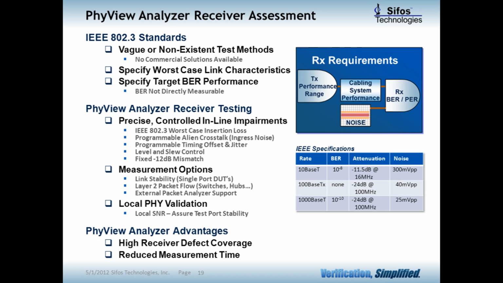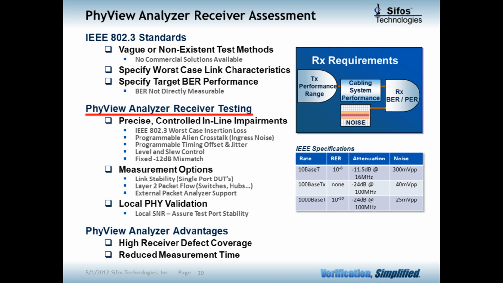Now that we have introduced receiver measurement capabilities, we'll turn to the broader subject of 10, 100, 1000 base T receiver assessment. While IEEE 802.3 standards are quite specific about transmitter testing, the design and implementation of receiver tests generally does not get much attention. Instead, the standards describe a range of worst-case link characteristics, for example, insertion loss or crosstalk, and then might include a target bit error rate performance. Commercial solutions for 10, 100 and 1000 base T testing do not address receiver tests.